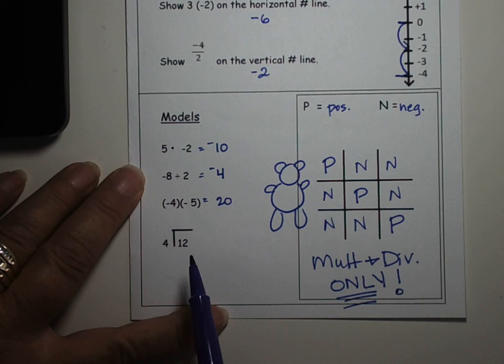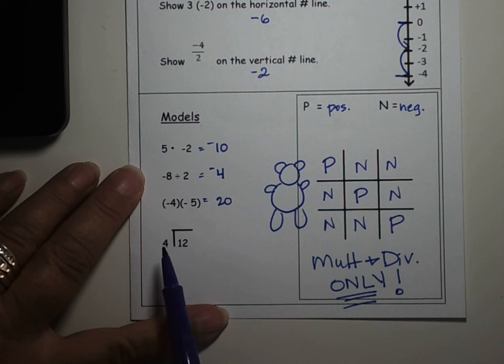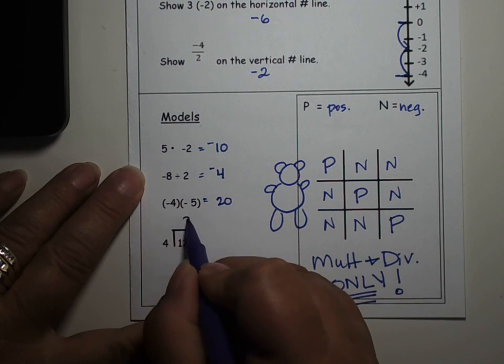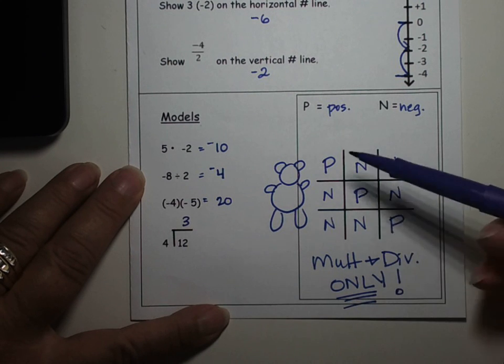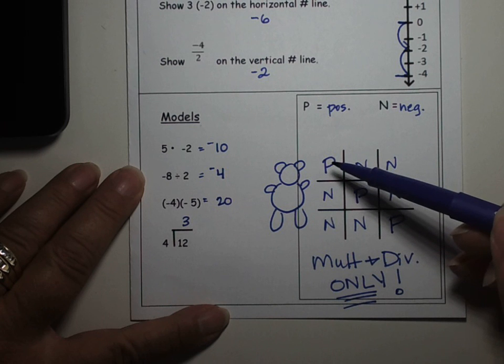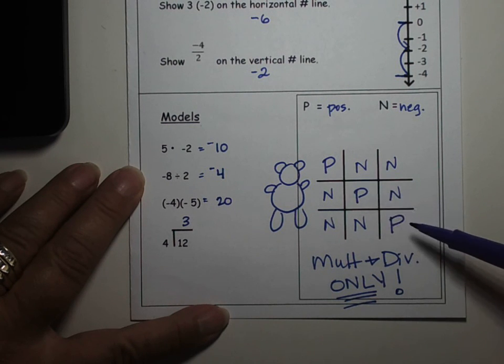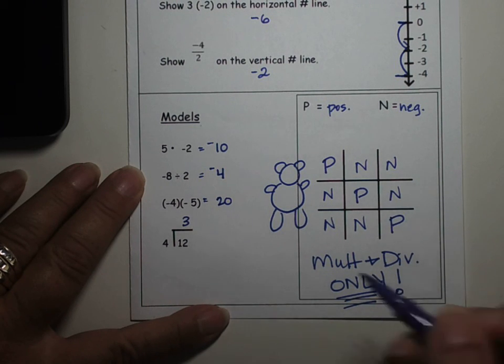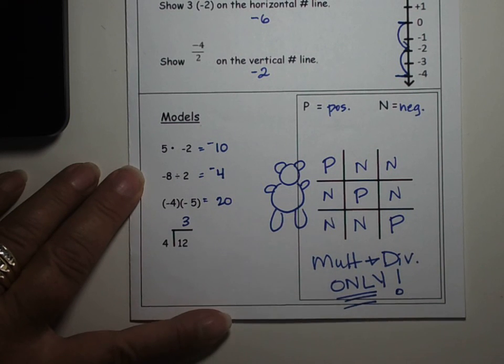All right, so now I'm going to divide 12 divided by 4. It is a positive divided by a positive. So 12 divided by 4 is 3. Okay, the only way you can find the positives together is in this diagonal. A positive divided by a positive gets you a positive. So that will stay at positive 3.